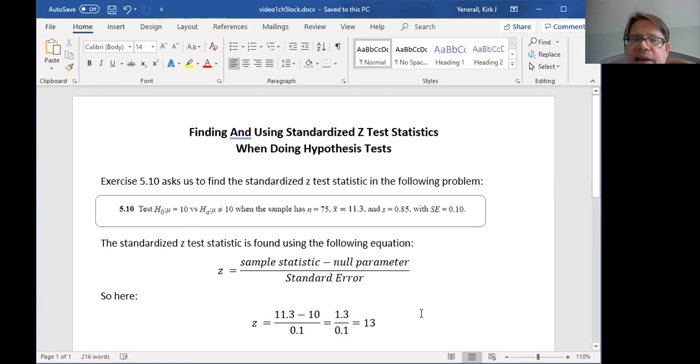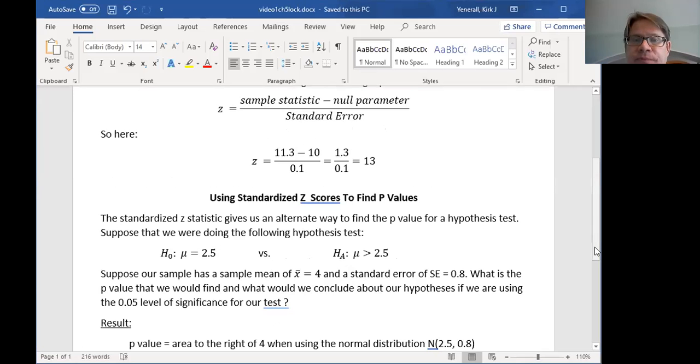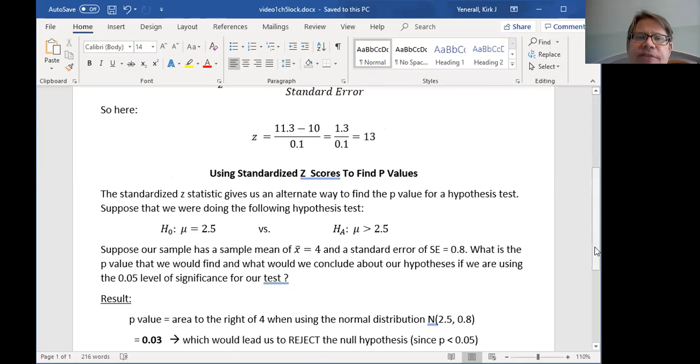And that's how we find z statistics: take your sample statistic, subtract the null parameter, and divide by the standard error. So let's practice with that again, and now let's use it to actually do a hypothesis test. Let's use standardized z-scores to help find p-values and conclude a hypothesis test. What we're going to see here is that those standardized z-statistics give us another way to find a p-value.